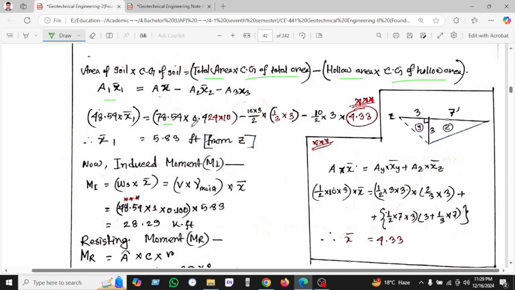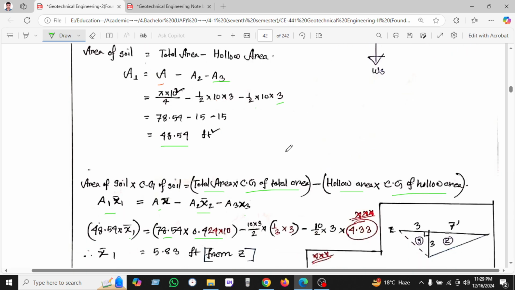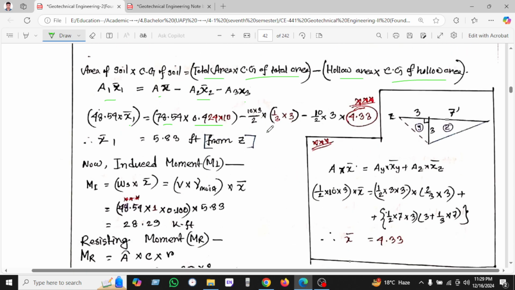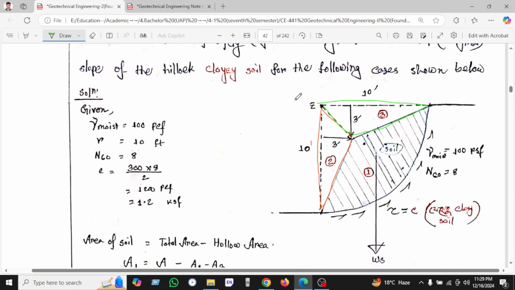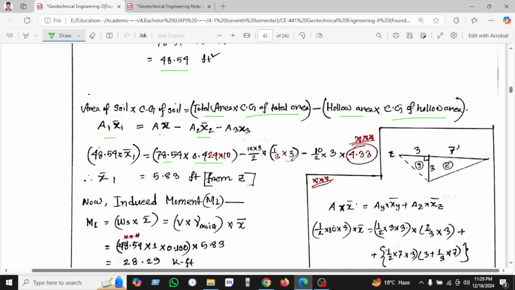Another is the CG of a1, which is 0.424 R, given here, and a2 in the same way. We can calculate the area of a2 here. This portion is a2, half into length into height, and CG is one third of the height. So we are taking one third from this apex point, that's why we use one third, and the height is 3.